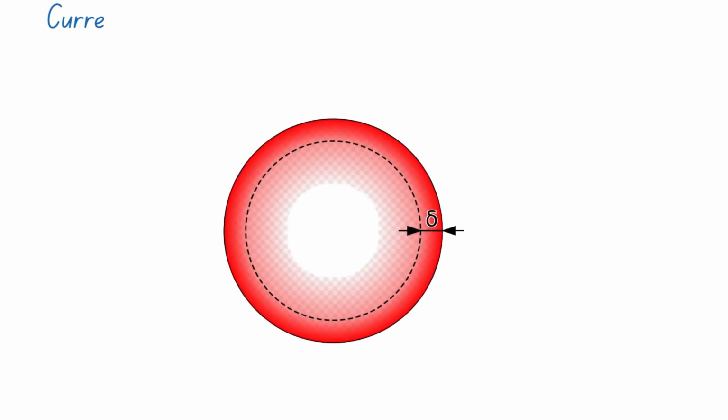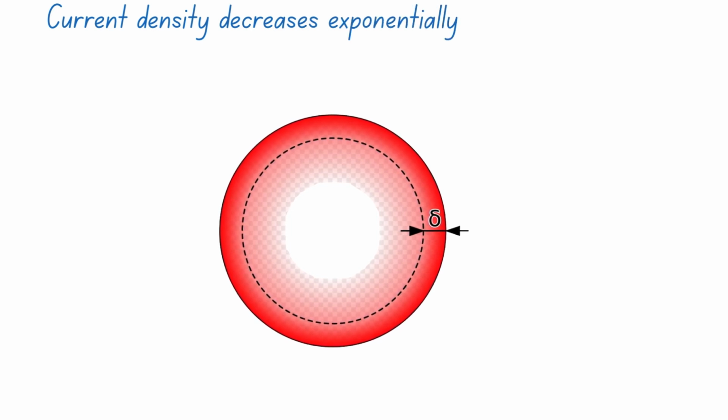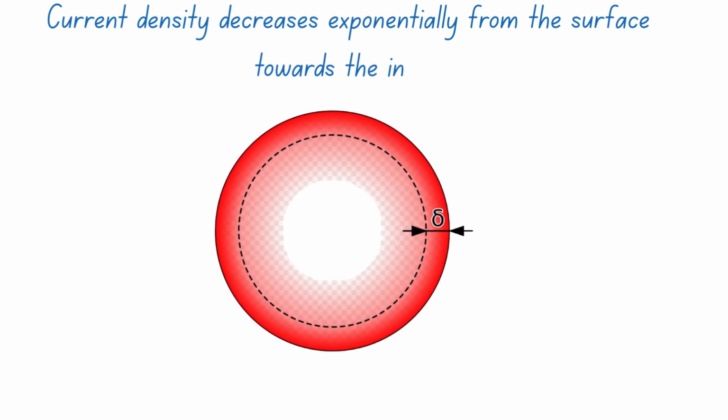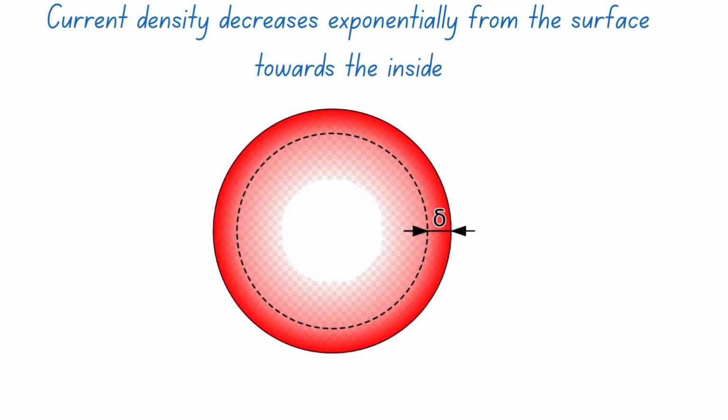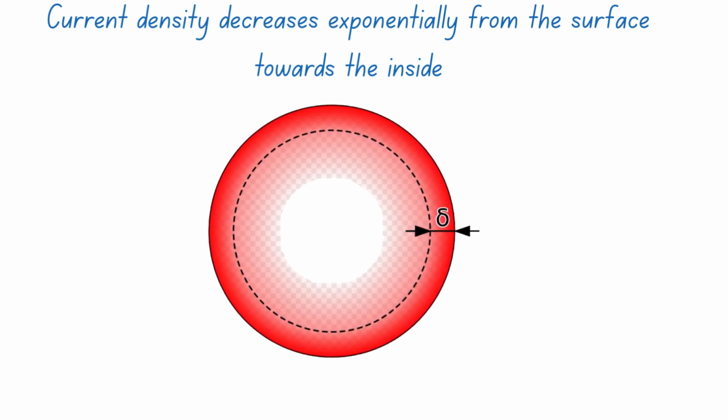And at RF, current crowds to the surface. Skin effect. Higher frequency means smaller skin depth. Less of the conductor actually carries current. This is why RF conductors behave differently than DC conductors.